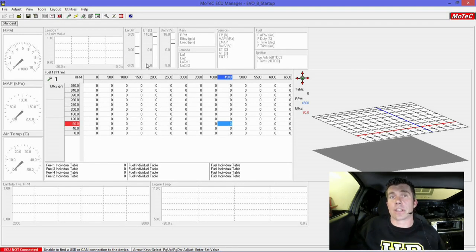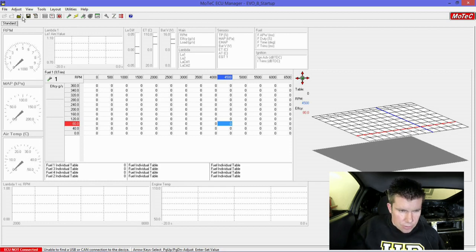So this is individual cylinder fuel trimming, so you can actually tune each individual cylinder on its own to make sure that they're all running the same. And this is what we'd expect to see, basically a table full of zeros, so there's nothing going on there. So this is for cylinder 1.